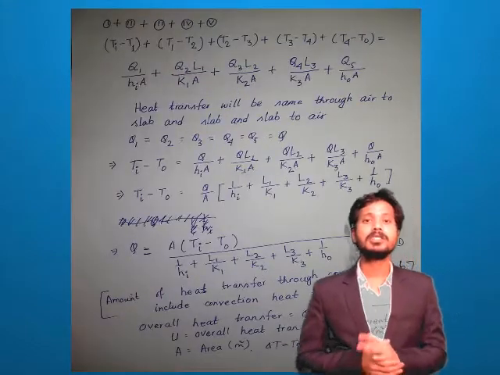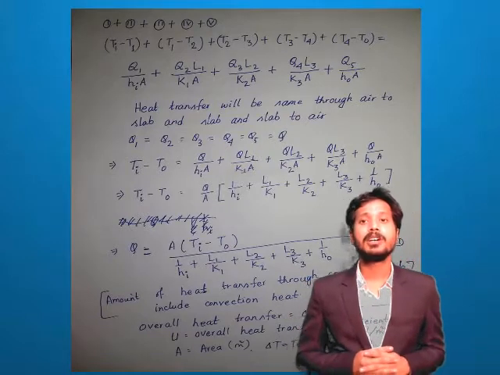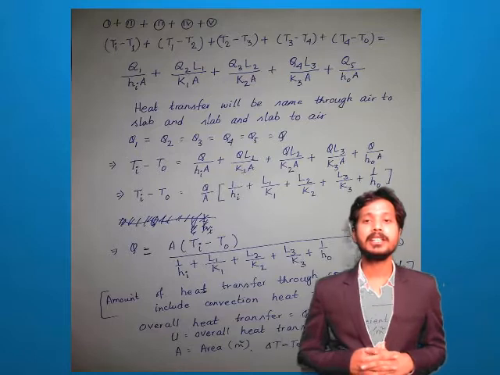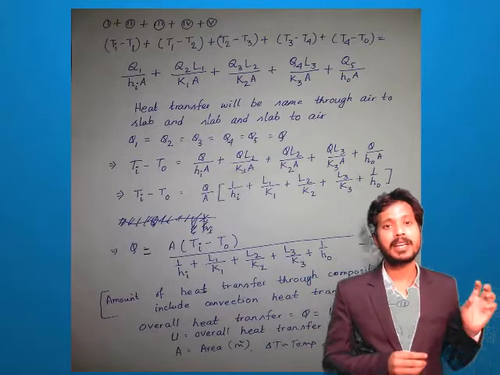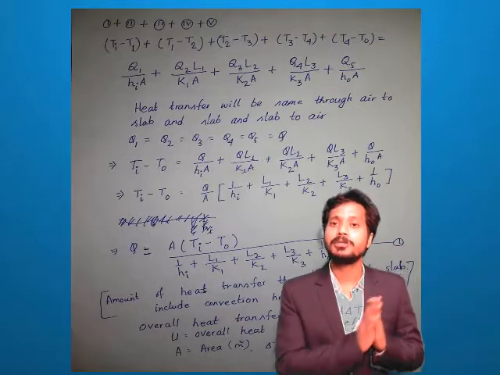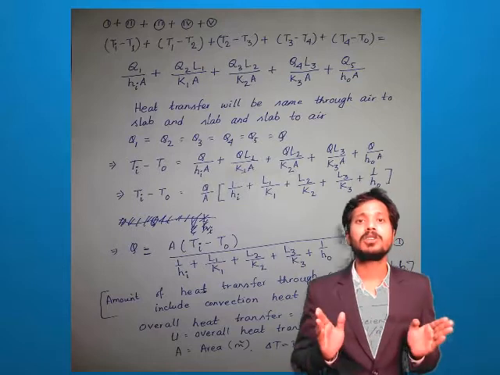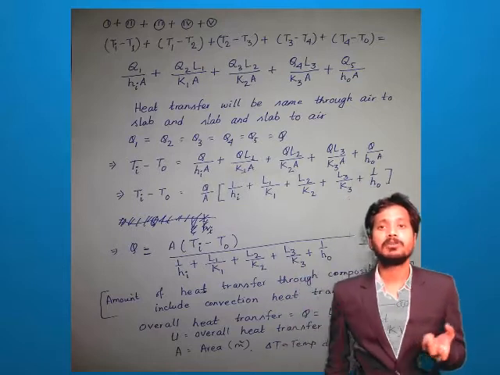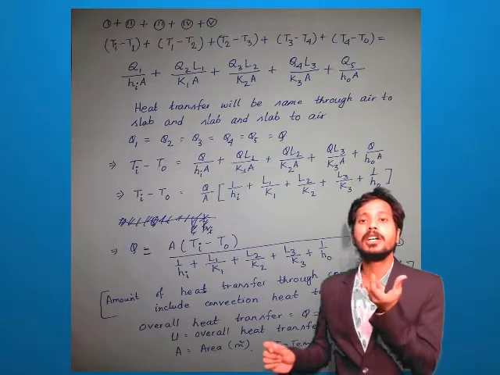So now what do you do? You just add all the equations. Now the question will come, why are you adding these? You see, the heat is transferred from the inside to the outside. So what is the total potential difference? Why is this heat transferred from inside to outside? Because of the total potential.